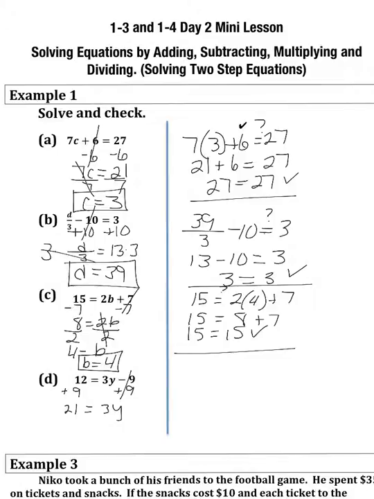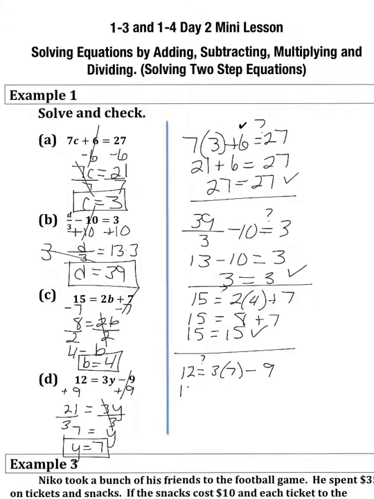Now I see that y is being multiplied by 3, so my inverse operation of multiplication is division. So I will divide both sides by 3, which will isolate my variable. 21 divided by 3 is 7. Again, if you don't like the variable being on the right, you could rewrite this as y equals 7 as your final solution.